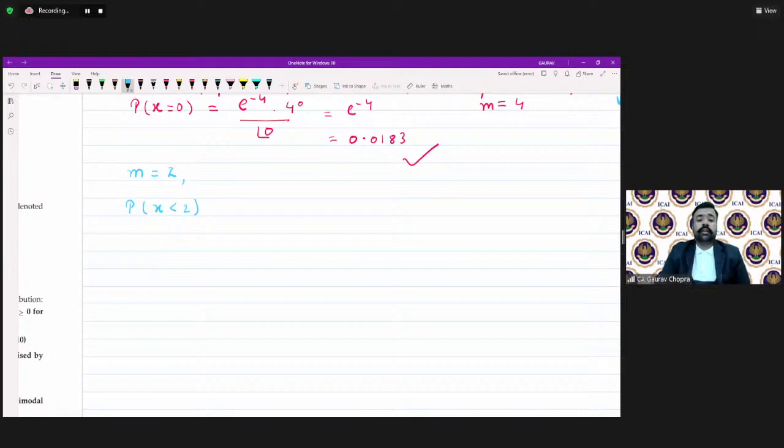Now, whenever we are given such kind of situation, x is less than 2, which means x can be 0 or x can be 1, because x cannot be negative. Required number cannot be negative. It can be 0, it can be 1. So less than 2, there are only two numbers, 0 and 1. Now you can solve these two. So this implies probability of x equal to 0 plus probability of x equal to 1.